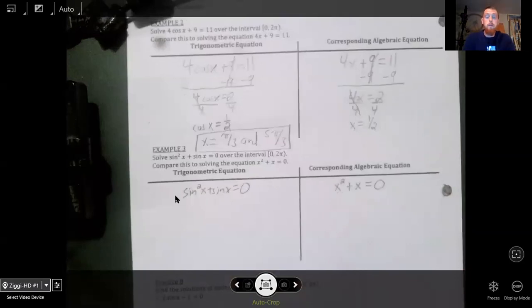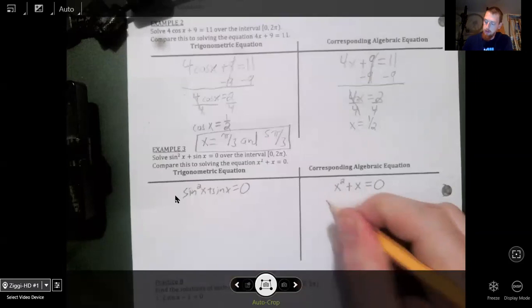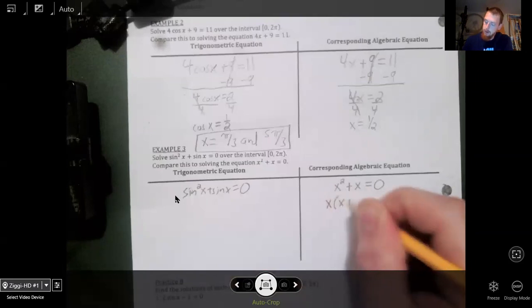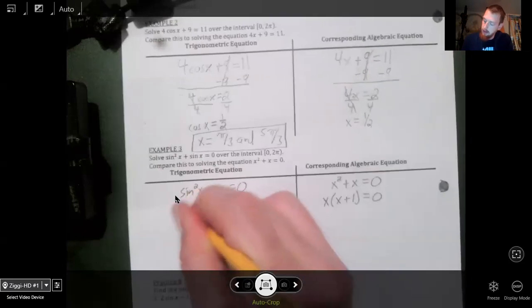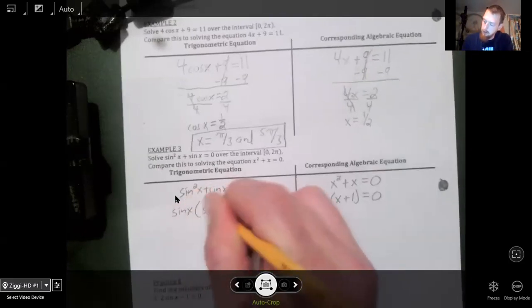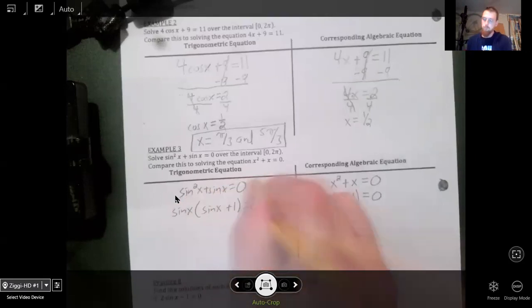So you could think about this like factoring a trinomial with a linear coefficient of 1 and a constant of 0. But honestly, this is probably easier to factor as a greatest common factor of x, right? X times x plus 1 equals 0. So since we're doing like a substitution to make this equation over here where x is the sine of x, this is going to be the sine of x times the sine of x plus 1 equals 0. Okay.